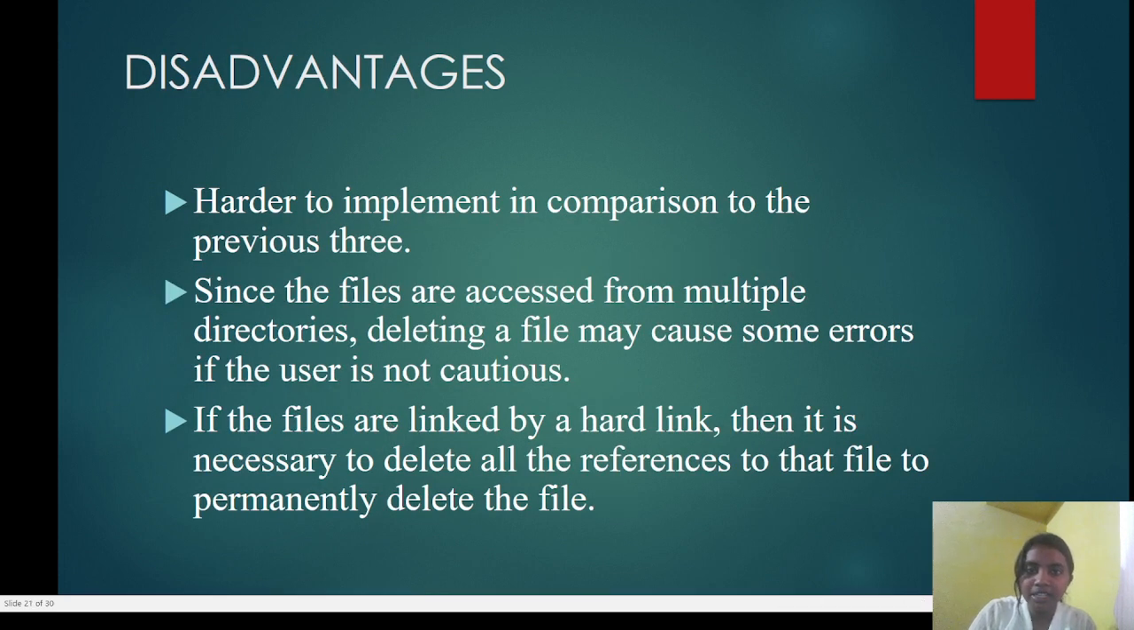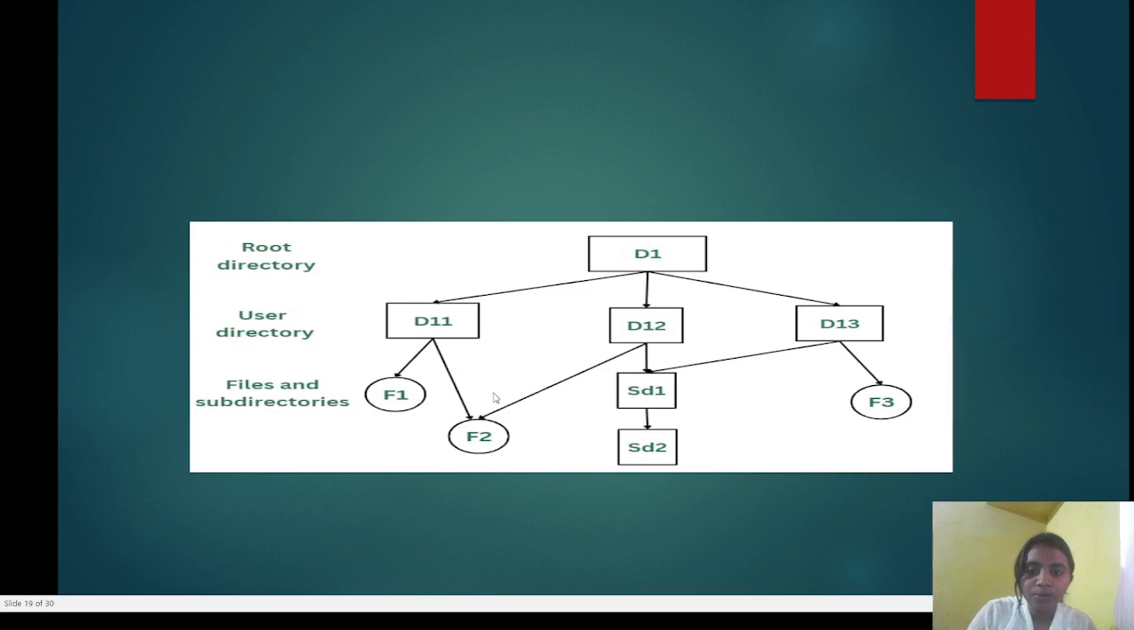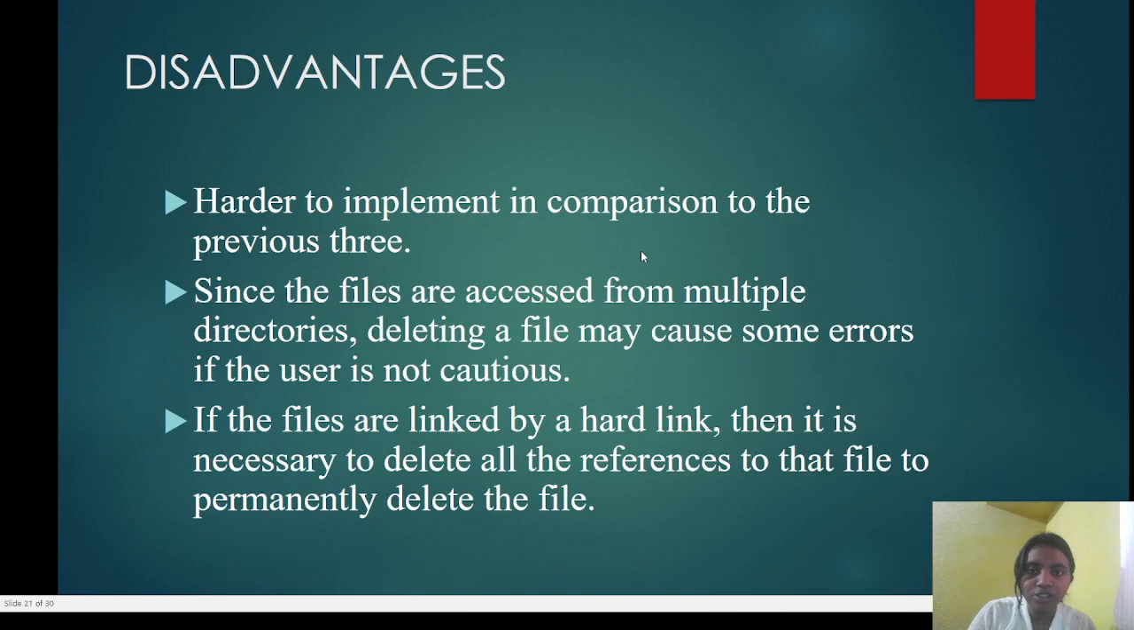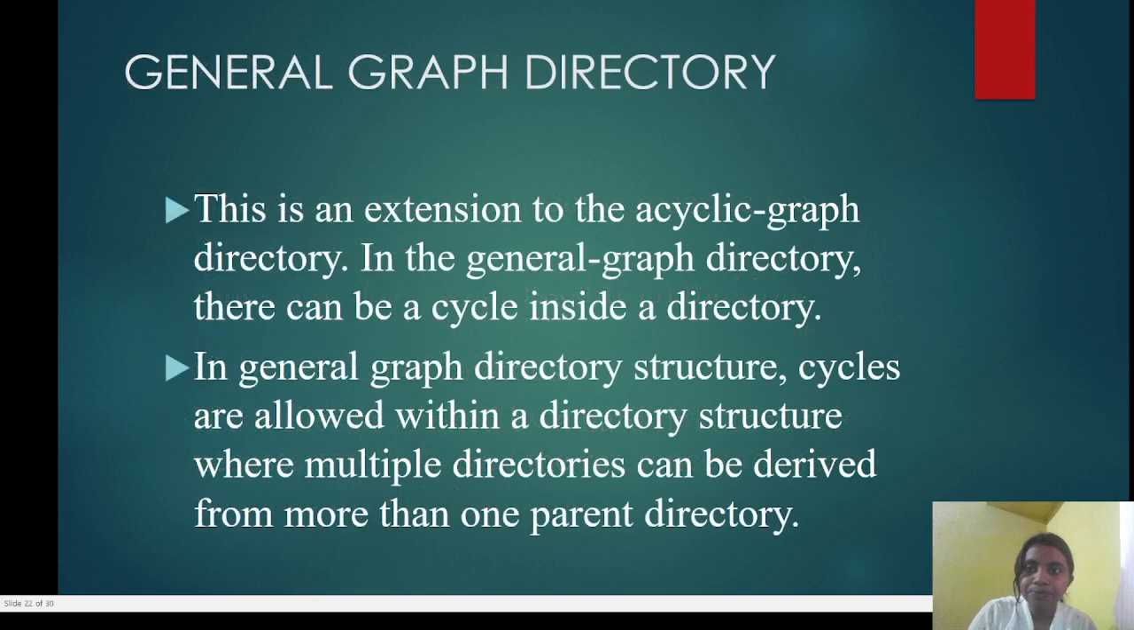Disadvantages: harder to implement in comparison to the previous three. Since the files are accessed from multiple directories, deleting a file may cause some errors if the user is not cautious. If the file is linked by more than one link, then it is necessary to delete all the references to that file to permanently delete the file. Example, if one problem will occur, we need to delete every directory. It can create a permanent delete of the file because they are joined with the help of the links.